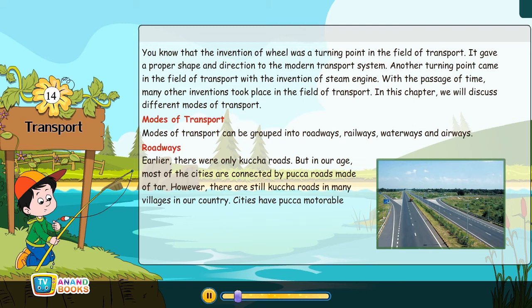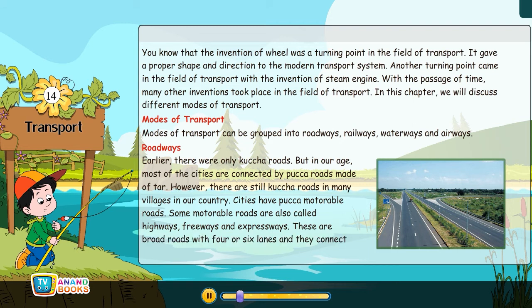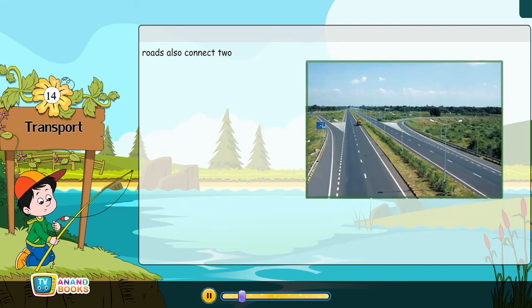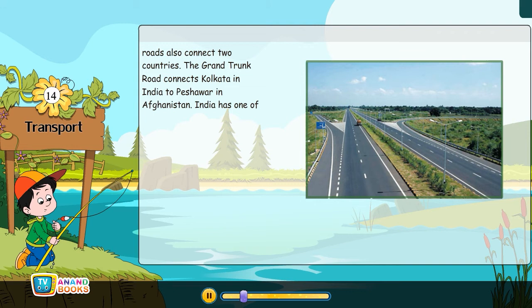Cities have pakka motorable roads. Some motorable roads are also called highways, freeways and expressways. These are broad roads with 4 or 6 lanes and they connect cities and towns with each other. Sometimes these roads also connect 2 countries. The Grand Trunk Route connects Kolkata in India to Peshawar in Afghanistan.